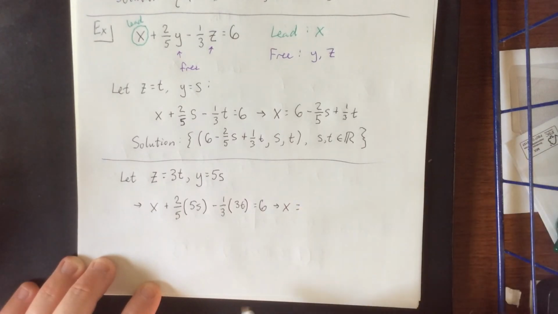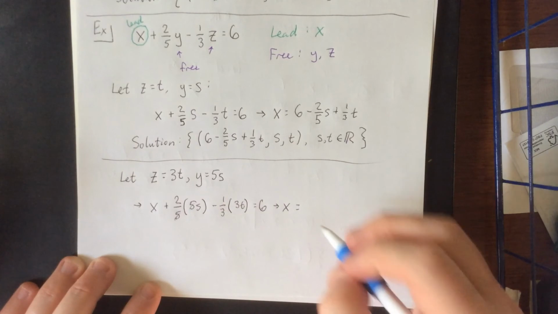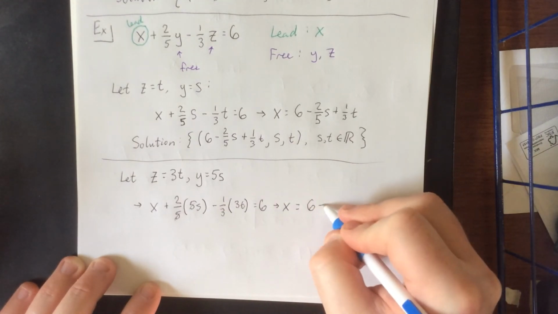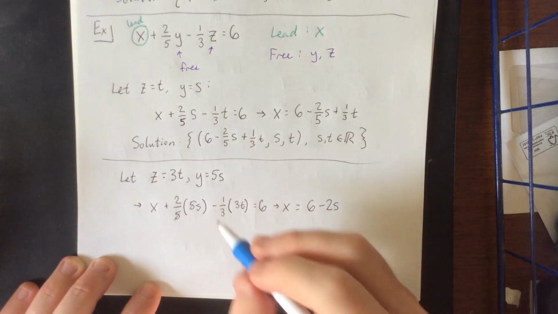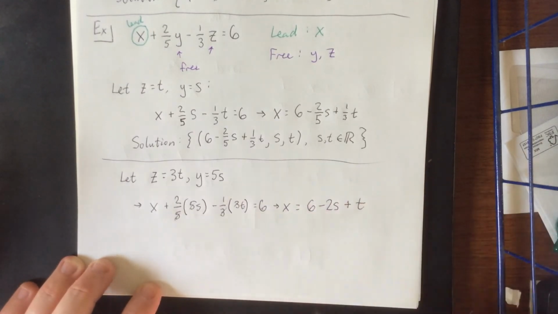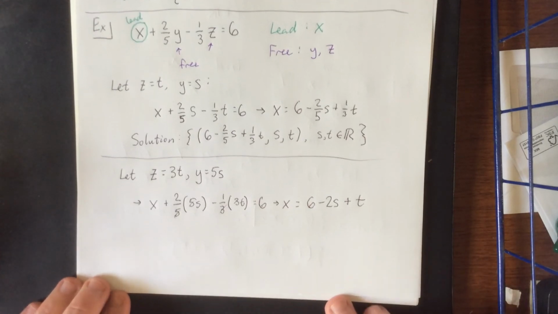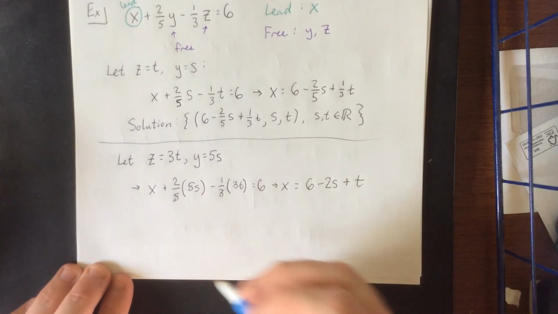Then, in order to solve this for x, we are going to need to subtract 2s from both sides and add t to both sides. So all that this does for us is it clears out the fractions. We no longer have to worry about dealing with fractions.